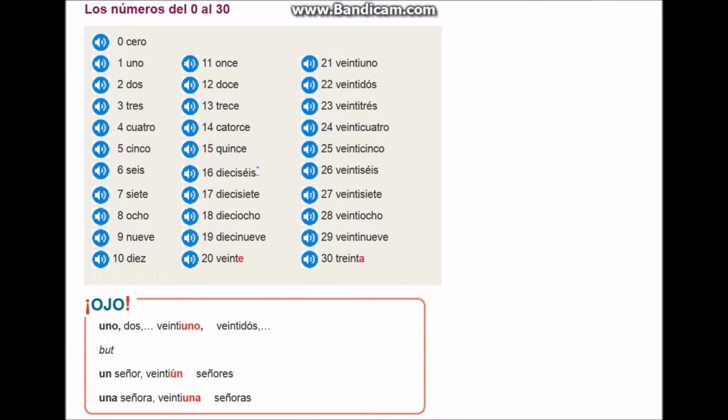We're going to talk about numbers 0 through 30. So we went through the alphabet, and you guys are going to notice that a lot of these numbers have a lot of vowels in them. So remember, the letter A is A, the letter E is A, the letter I is E, the letter U is U, and the letter O is O. So you want to make sure you keep it short when you pronounce it. So we'll go through each column separately.